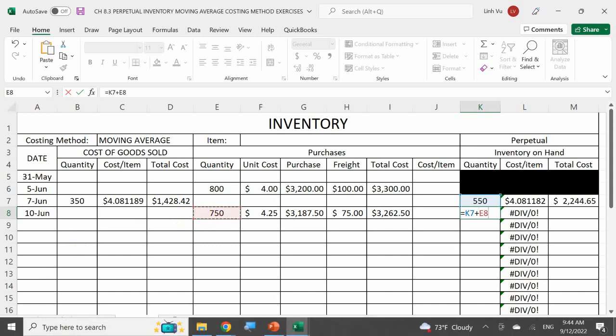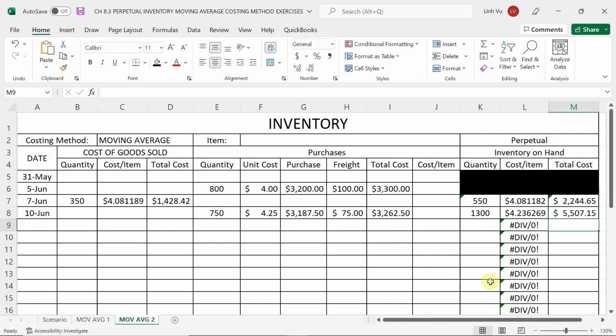Because I just made a purchase, how many items do I have now? 550 plus 750 is 1,300 even. Then you can add up your cost here and you'll get $5,507.15. Therefore, your new average cost has spiked up, because we purchased our inventory at a higher price. The previous one was at $4, this one's at $4.25, so your average cost will increase. Then I can go ahead and hide this, and let's see what happened next.